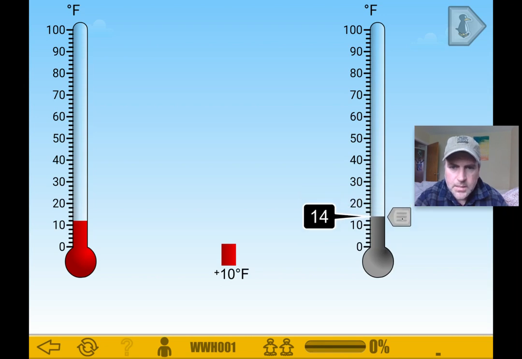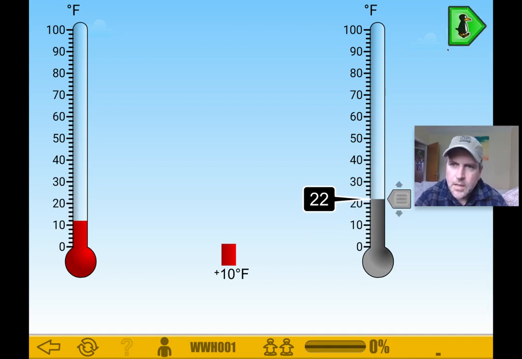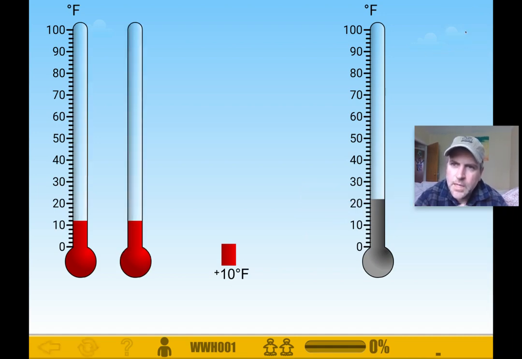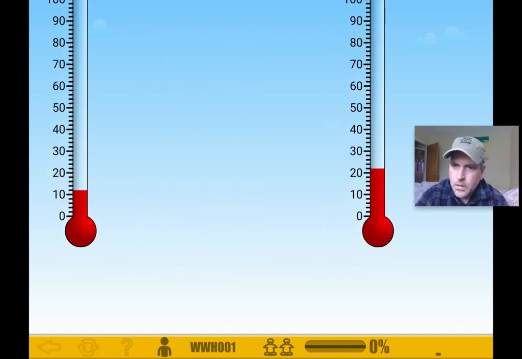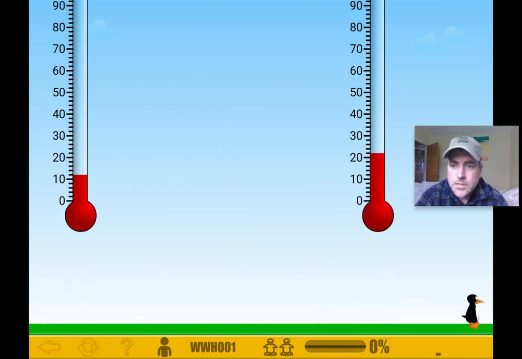Now it says plus 10 in the middle. So I'm going to assume that means add 10 to 12. 2, 4, 6, 8, 10. Oh, but it wasn't adding 10 to 12. Yeah, it was. So 22. That should be right. And then up in the right-hand corner, we have the penguin. I click on the penguin. Now let's merge. Okay, there we go. 22 degrees.